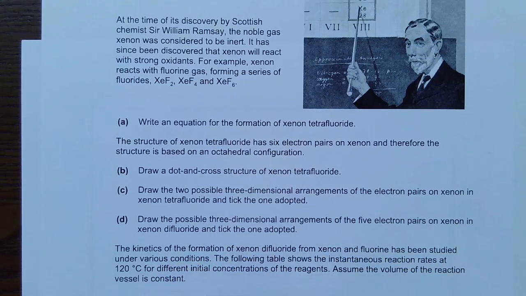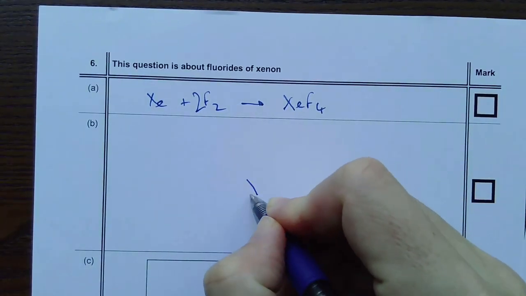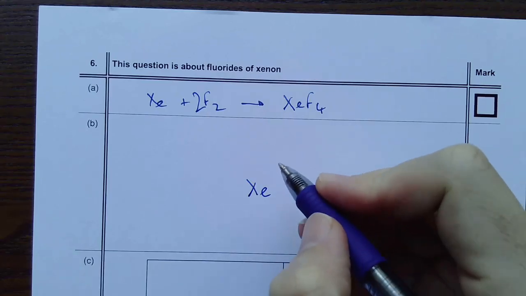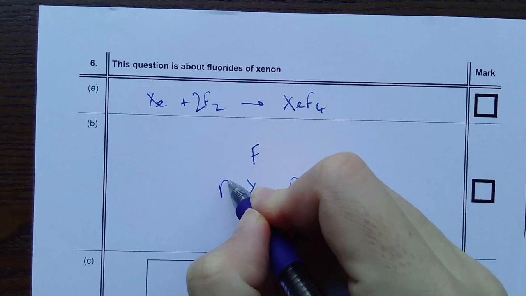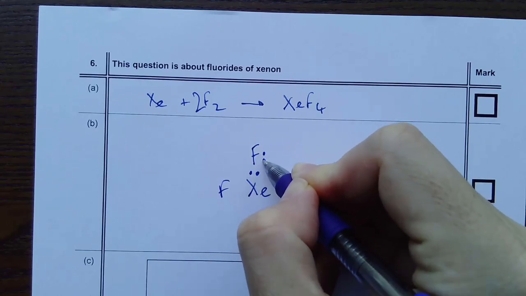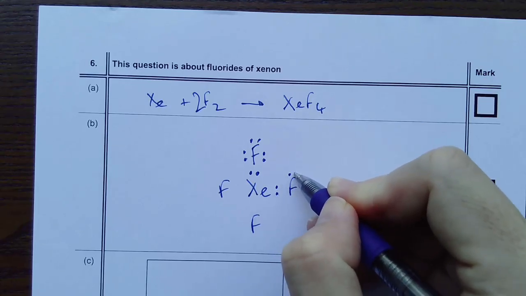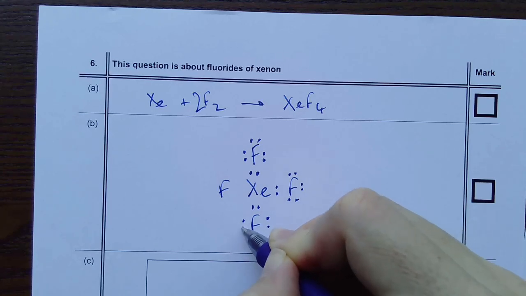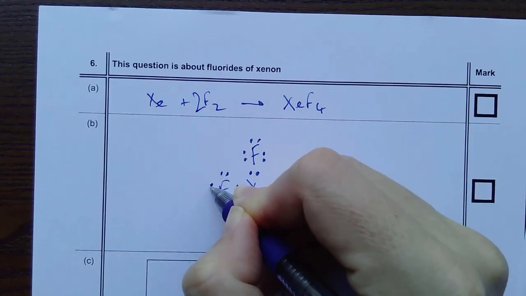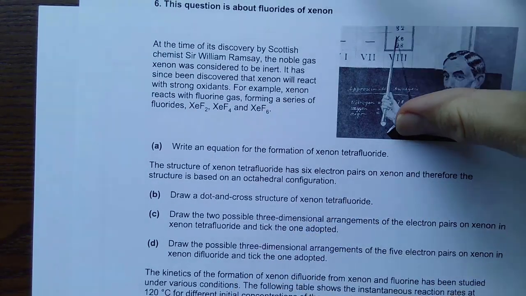Draw a dot and cross structure for xenon tetrafluoride. So my Xe, my 4 Fs. Make sure you put all the fluorine electrons in, otherwise it's not going to be valid. Like so. Don't even need to count the electrons because you're given enough information in the question where it says it has 6 electron pairs on xenon and therefore is based on an octahedral configuration.